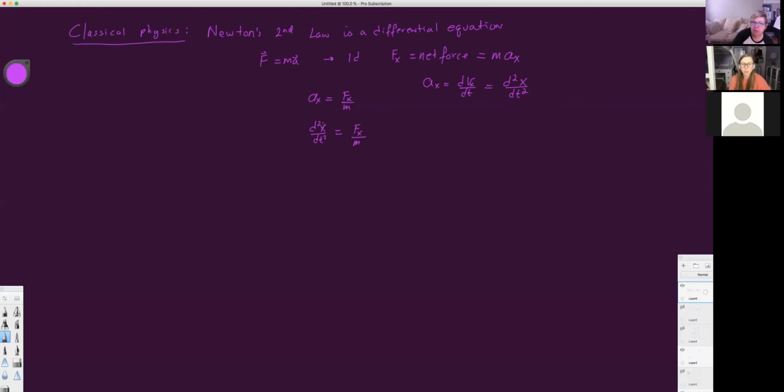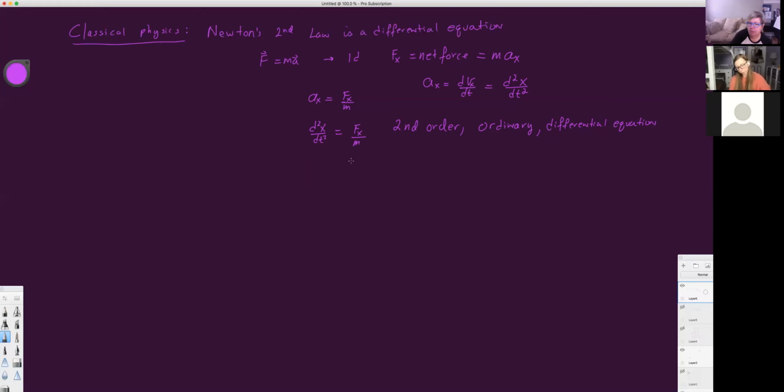It's called a differential equation because it has derivatives in it. This one is a second order, ordinary differential equation. It's ordinary because it doesn't have any partial derivatives. And it's second order because it has a second derivative here. The highest derivative is a second derivative. So if the highest derivative was a third derivative, it would be third order. All right, so a second order differential equation.